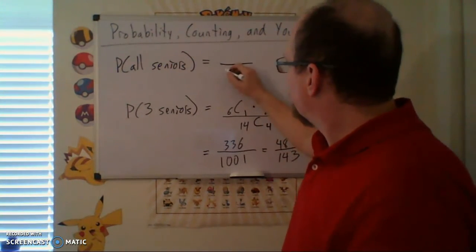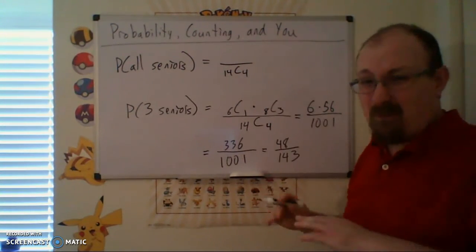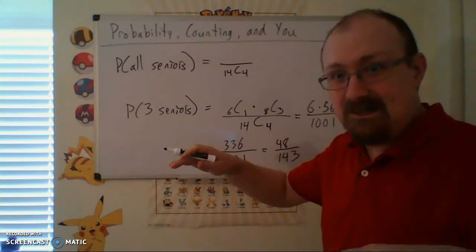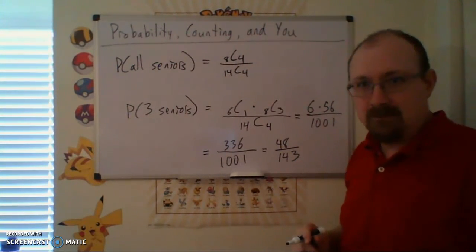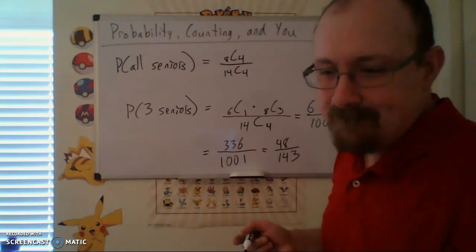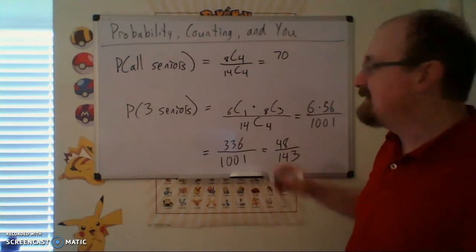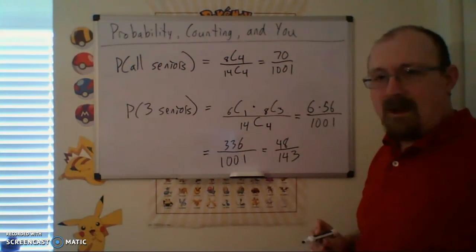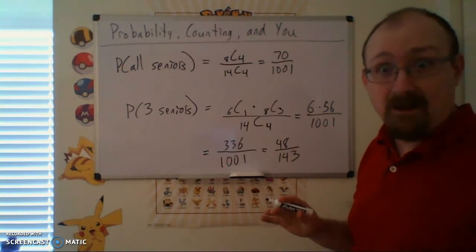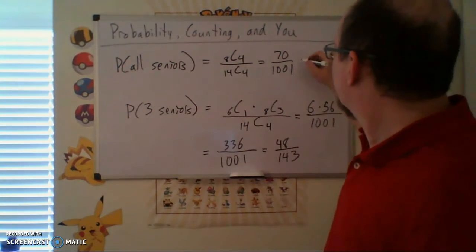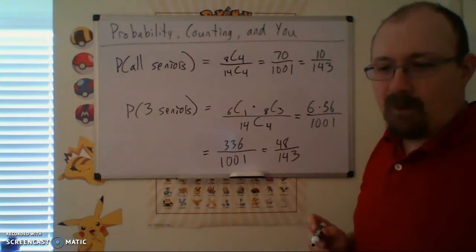All right. So we've still got 14C4 living down below. But up top now, we don't need to worry about picking out juniors at all. We're only pulling seniors. So we have 8C4 living up top because we're picking out 4 seniors from the group of 8. Okay, so now when I work that out, I got 70 for 8C4. I got 1,001 again, down below. I only did this once. I just keep copying it. I'm totally fine with that. All right, so that ends up reducing down yet again to 10 over 143.